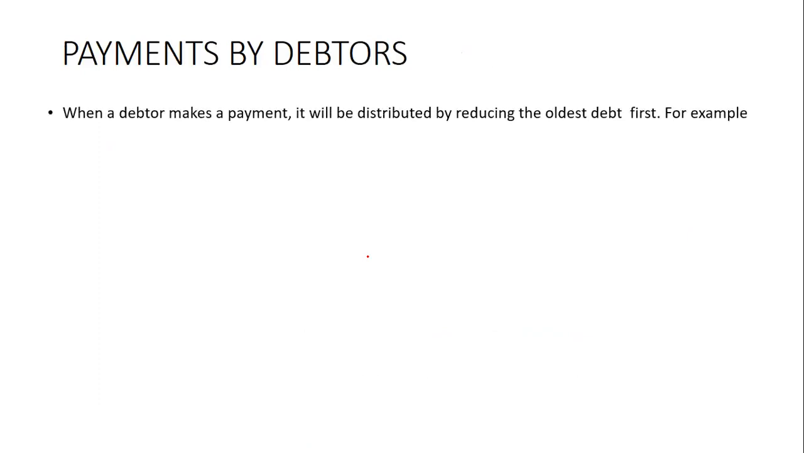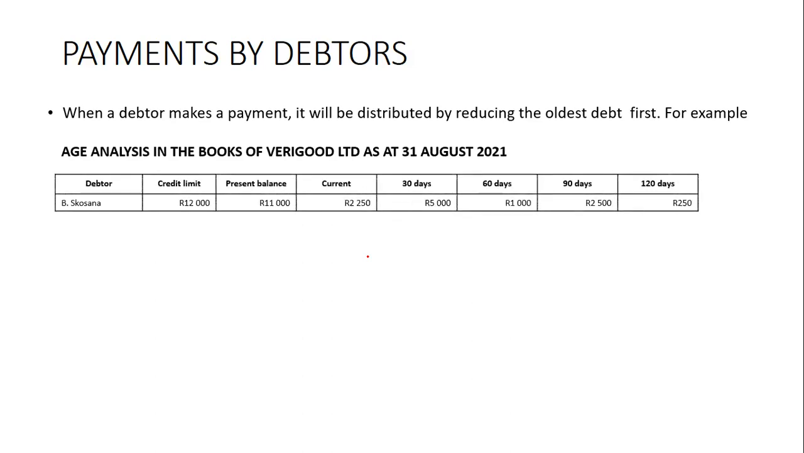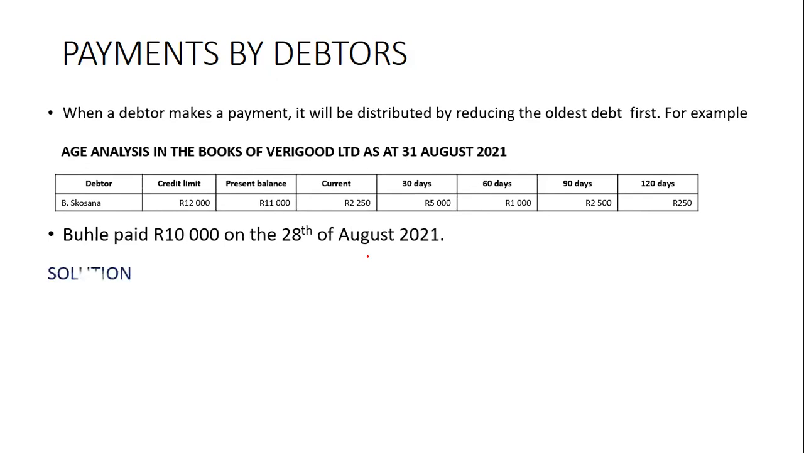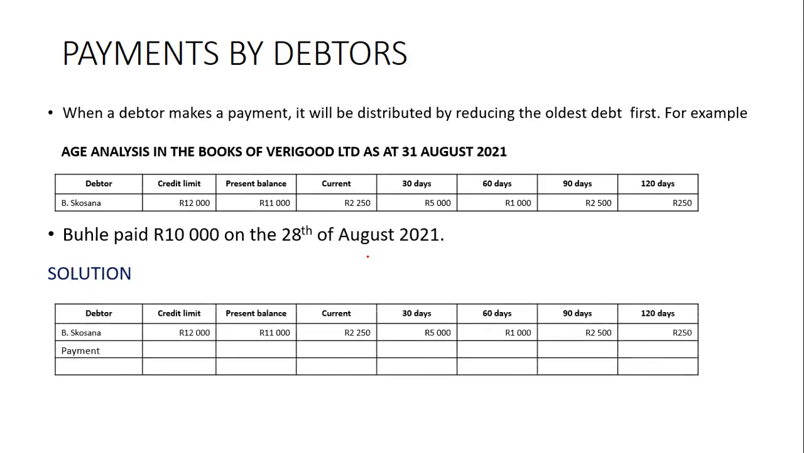Let's look at payments by debtors. When a debtor makes a payment, it will be distributed by reducing the oldest debt first. For example, let's look at this debtor, which is Bisco Sana. If Bisco Sana was to pay us 10,000 Rand, the first amount will be distributed to 250, which is the oldest debt. So we're going to take that 10,000 Rand and distribute it to 250. So 120 days, it means that Bisco Sana will not owe us anything that is 120 days old.